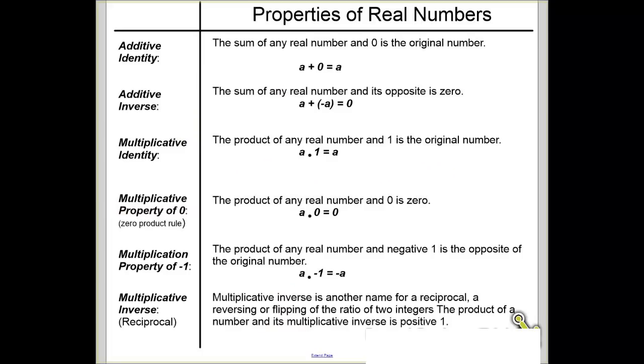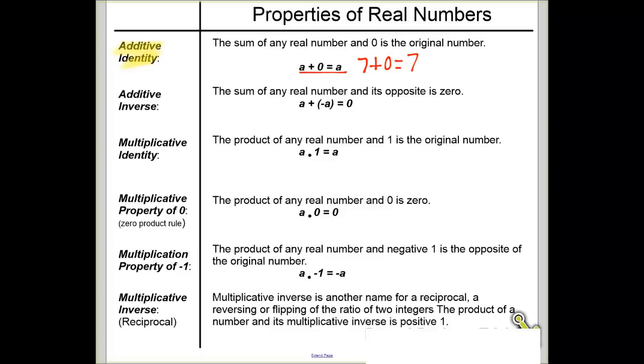Okay, so for our next property we have the additive identity. And that simply says that anytime you take a real number and add 0 to it, you get the original number back. So for example, a plus 0 equals a. So any number you put in there, let's say I have 7 plus 0, it's going to equal itself. So additive identity.